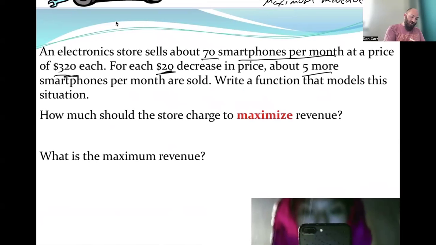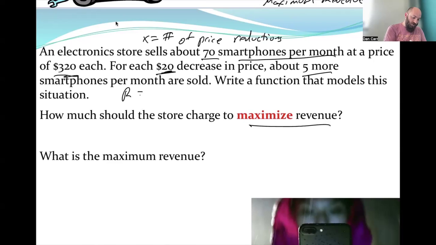Okay. So our function, again, we're trying to maximize revenue here. So if I do that, that's going to be R is equal to, I start with my selling price. Well, I should actually start with defining my variable. So I'm going to say X in this scenario is going to be the number of price reductions. Okay, so we start with our selling price.